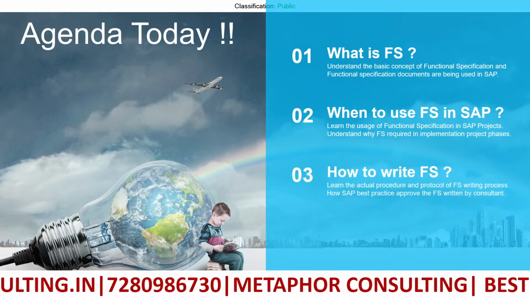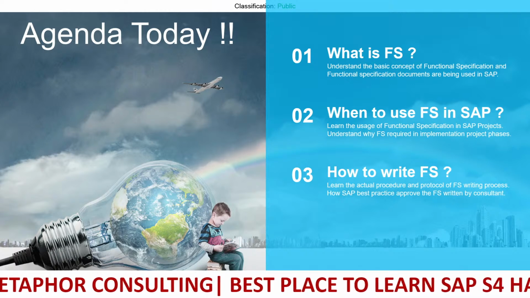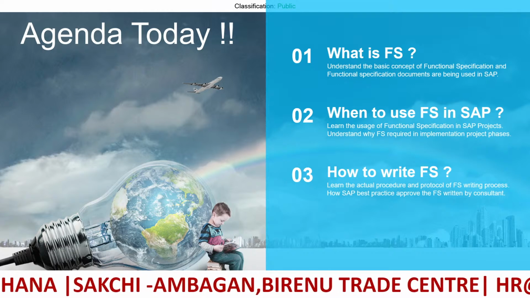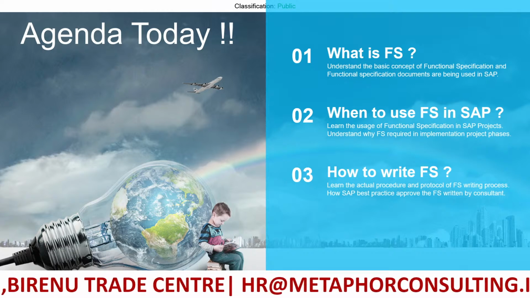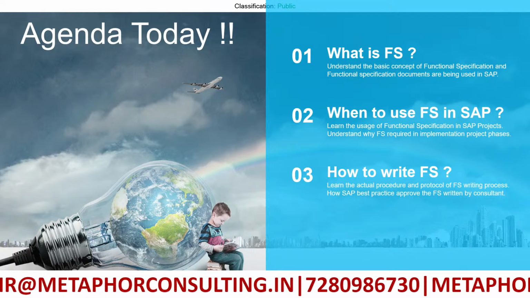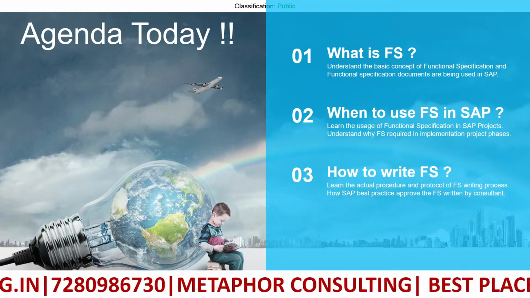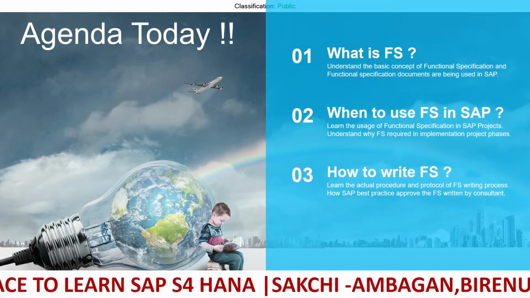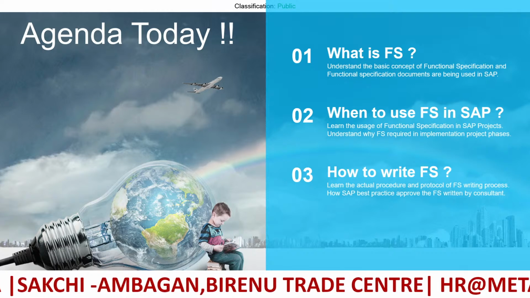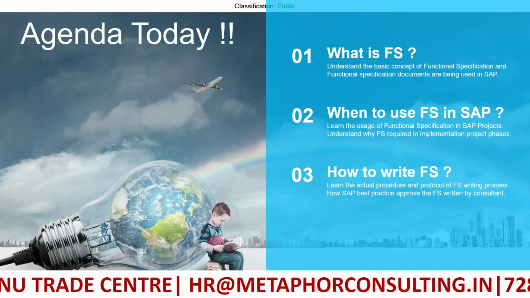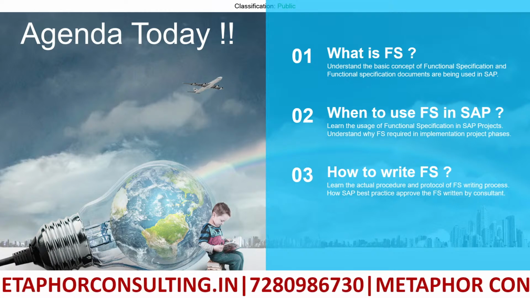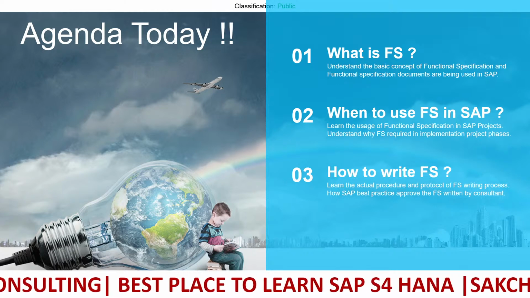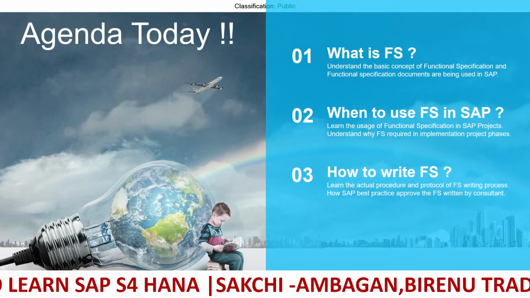The third section, which is the most important, is how to write a functional specification. In this section, we will learn what the SAP best practice offering is for creating a functional specification, and what process we should follow to write the functional specification so that it is approved in a single shot. So we can concentrate deeply on the best practice methodology as well.